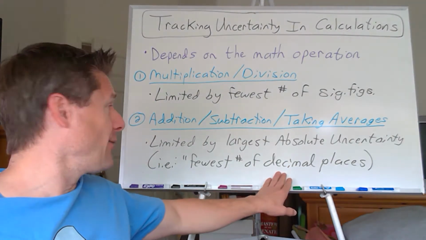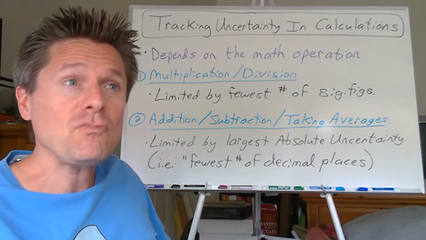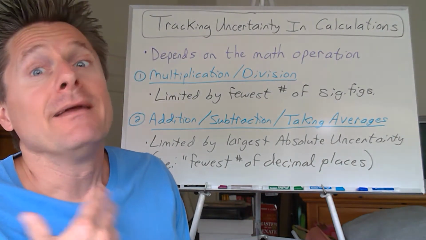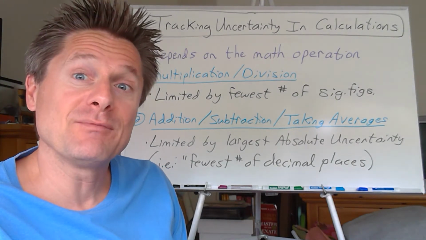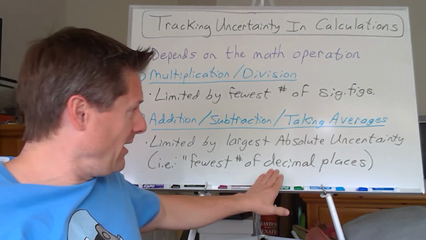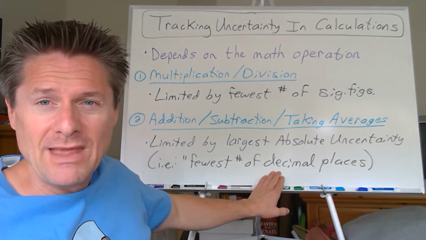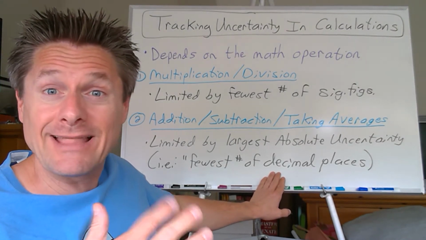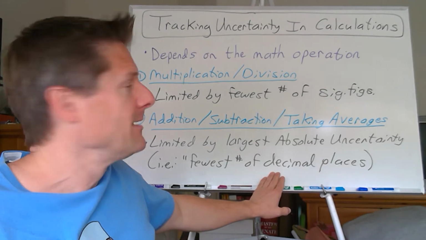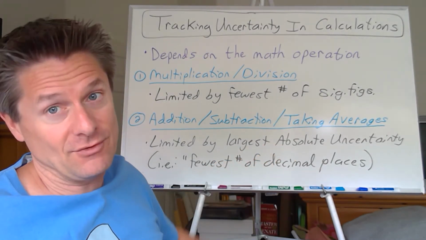So how can you use that rule limited by the fewest number of decimal places? It doesn't work. Fortunately, in chemistry, in lab, most of the values we're dealing with have 1 or more decimal places. Yay! So you can pretty much think this way and be okay for the majority of chemistry. But if you ever run into that scenario where you've got numbers that you're adding or subtracting that don't have any decimal places, they're too big, you really should go by the largest absolute uncertainty.